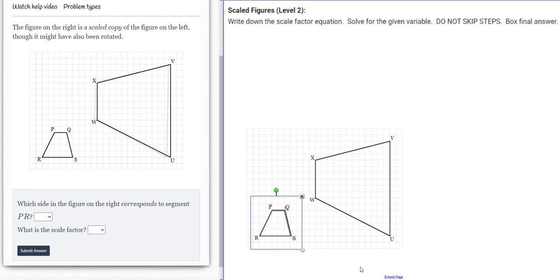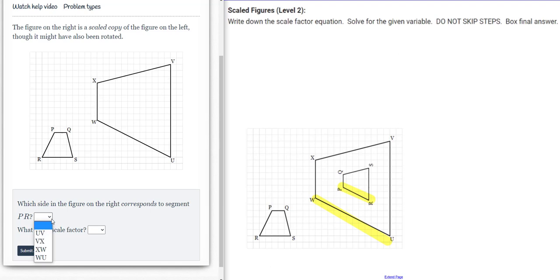So not totally perfect. And then I'm going to take this figure over here and rotate it so it sits within there. So obviously the pre-image was enlarged. The side they're asking about was PR, and P to R is this one here. And remember, corresponding means same relative position. So from P to R would be, sorry, W to U. So there's W to U.